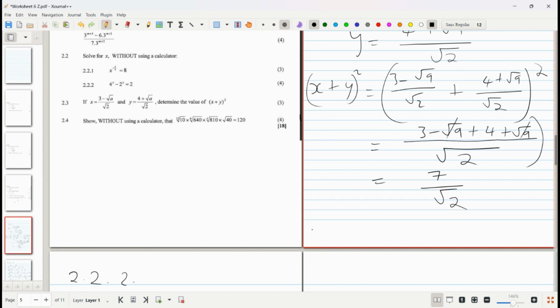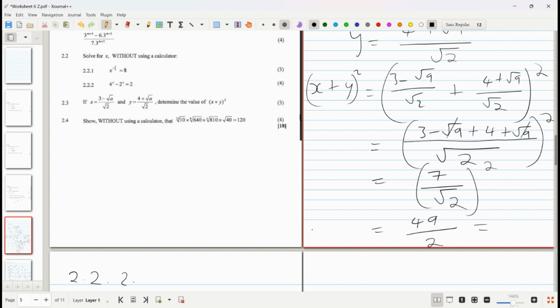Let's not forget that we are squaring everything, right? So what we need to do here, it's 7 squared. Remember, when you square a fraction, you square the numerator and square the denominator. So the numerator 7 squared is 49 divided by square root of 2 squared, which is 2, right? So we have 49 divided by 2.